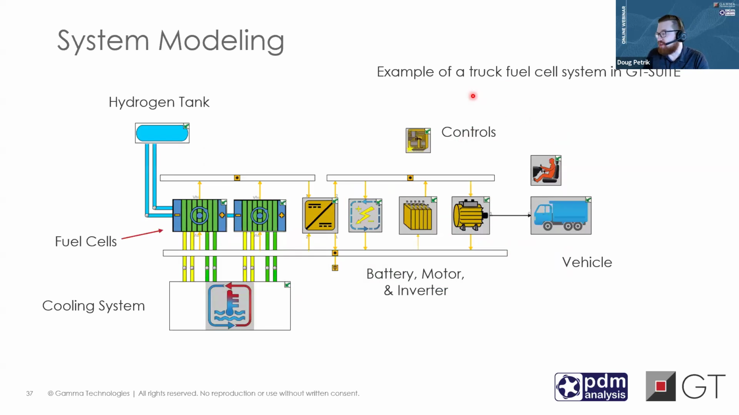Taking it a step further, here's an example of a truck fuel cell system in GT Suite. This is a very integrated system model with a hydrogen tank, fuel cells, cooling system, battery, motor, inverter, vehicle dynamics, and even controls. Maybe in the fuel cell, there's a screw machine that could be used to compress or boost the air. That would be a very interesting system where you could model the screw machine and see how that impacts the overall dynamics here.